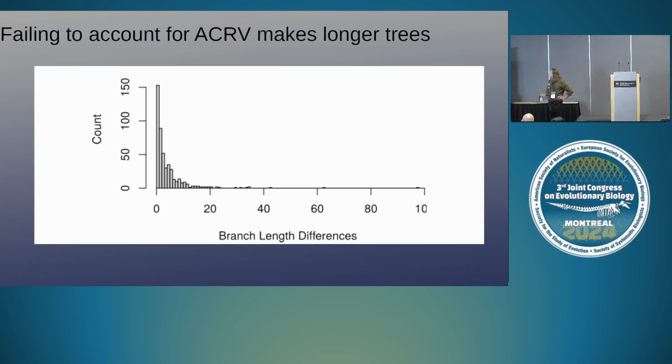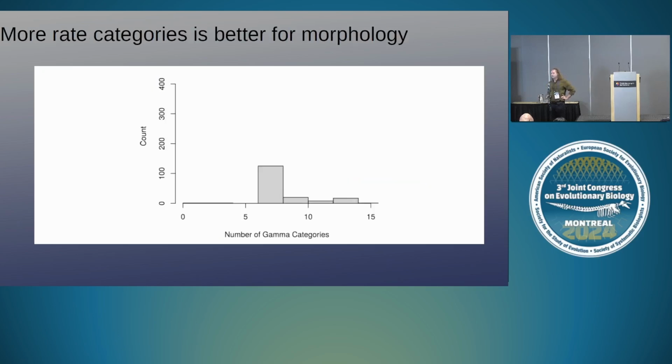What this actually means is if we fail to account for that variation, we tend to see that most of the time our trees aren't that much different from one another, but in some cases, not accounting for variation will produce a much longer tree. And we find zero support for 4 rate categories. Looks like more is probably better with morphology.